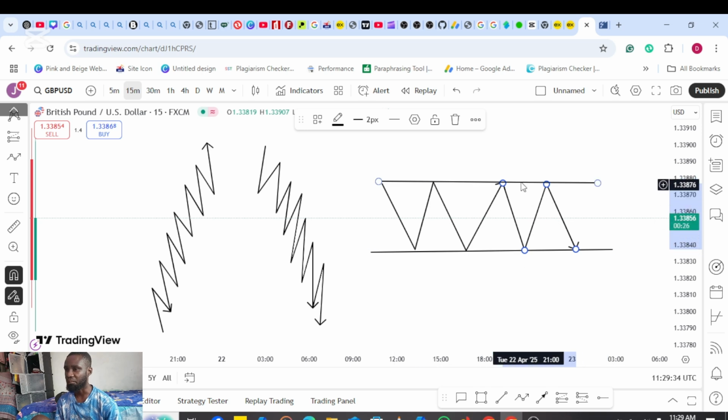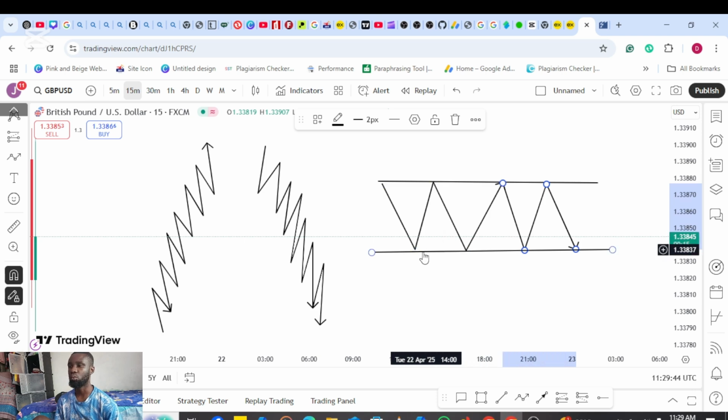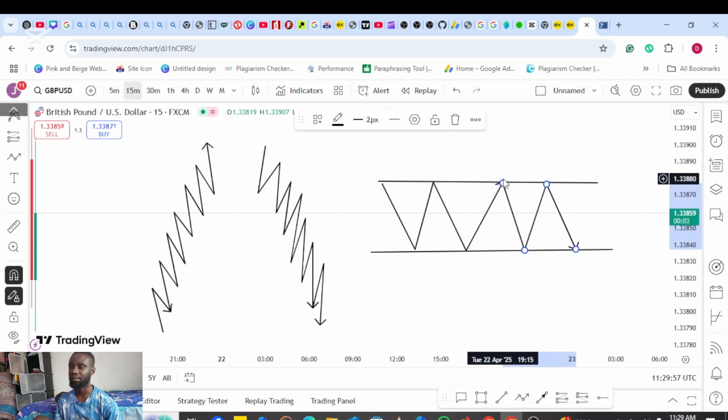So for this type of market, there are only two things you can do. Either you leave it, or you buy from here and take your profit at the resistance. You sell from resistance, you take your profit at support. You buy from support, you take your profit at resistance. That's the only thing you can do.